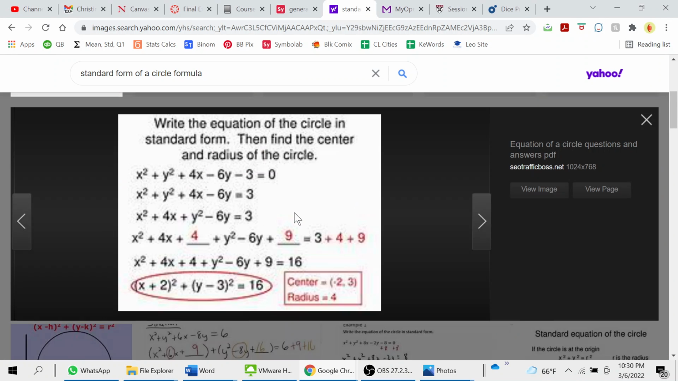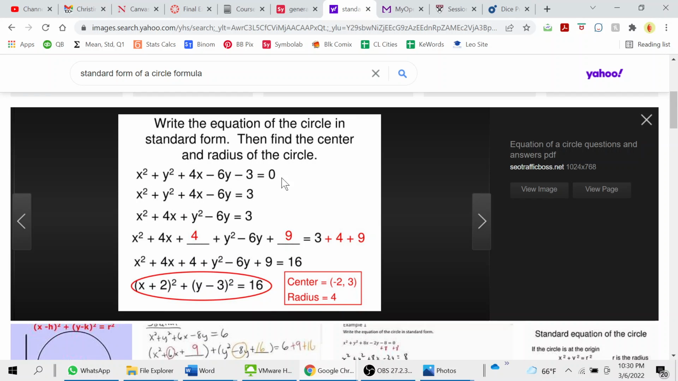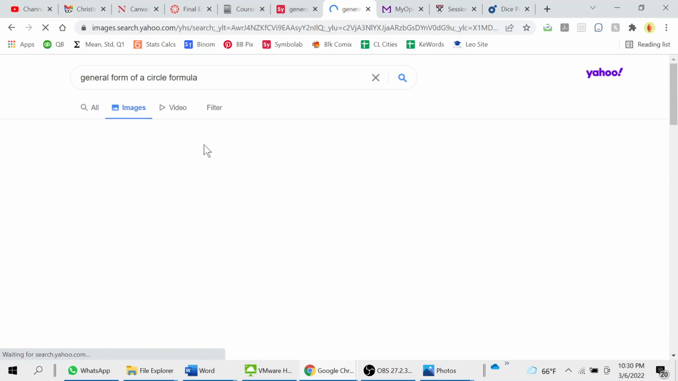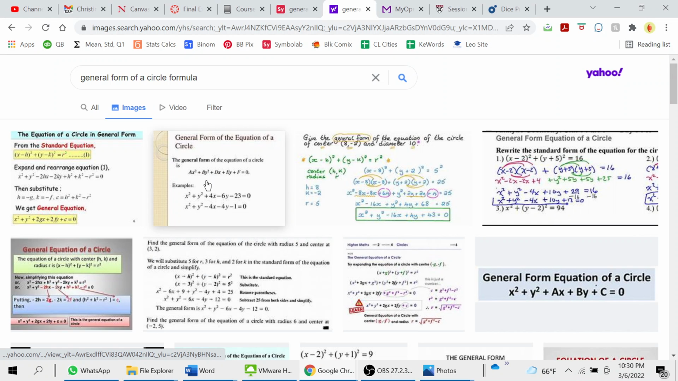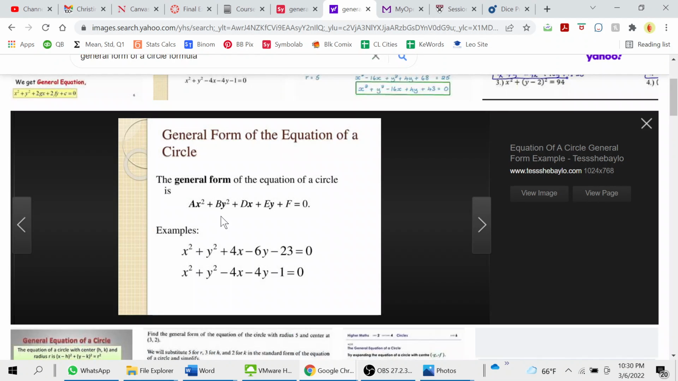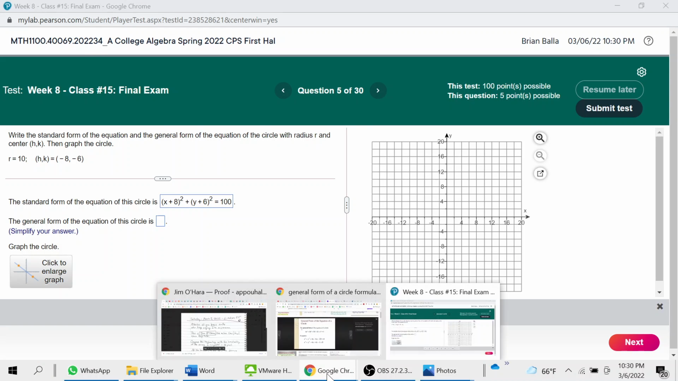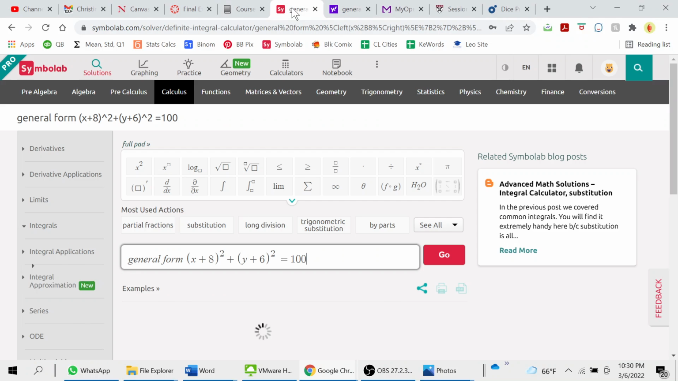Okay, according to this, write the equations in standard form. Okay, so that's standard form. Got it. Now let me double check what the general form is, just to refresh my memory. Great, now I feel totally confident in this problem. Good, I got the standard form right. Now let me go back to general form.